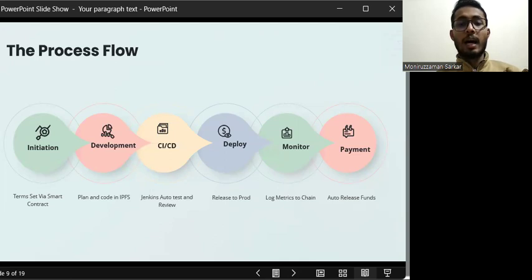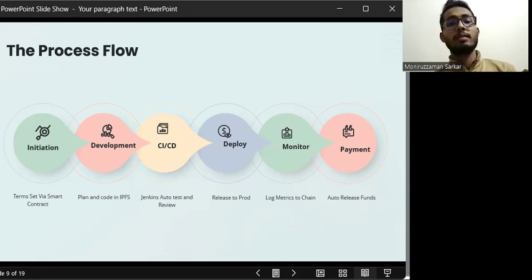Now, this is the process flow followed by the author to propose the method. The first phase of this process flow is the initiation phase. In the initiation phase, the terms are set via smart contracts, and the second one is the development phase, where the code is shared via IPFS. After that, CI and CD is performed by Jenkins. Then the deployment layer, and the deploy phase is started.